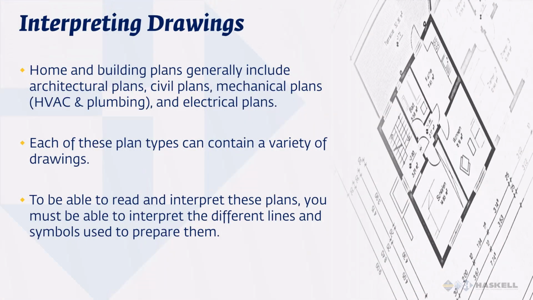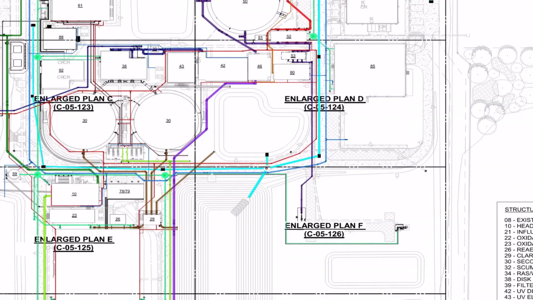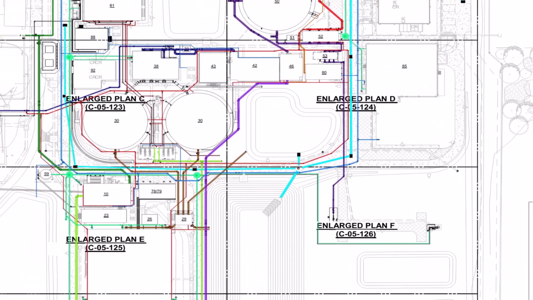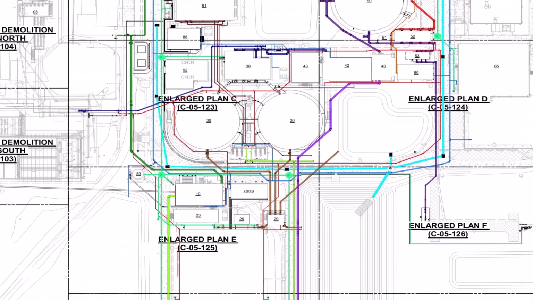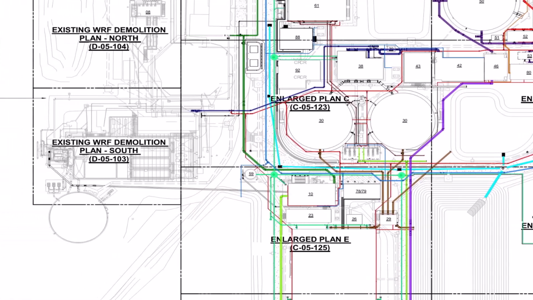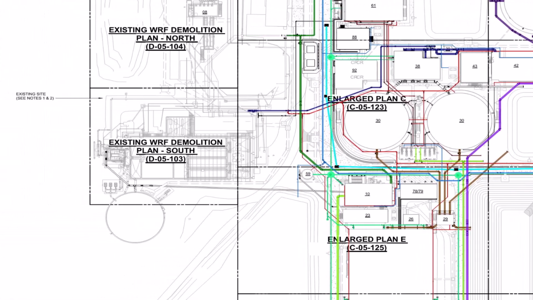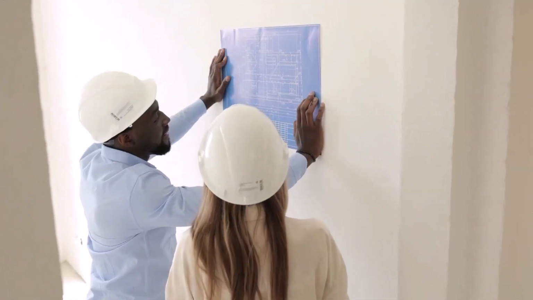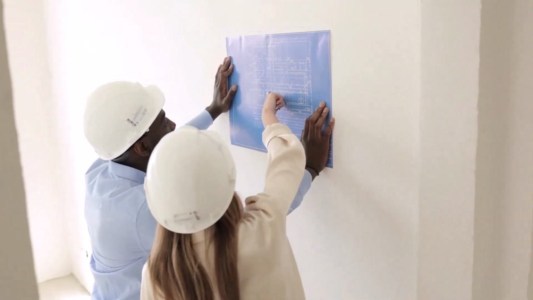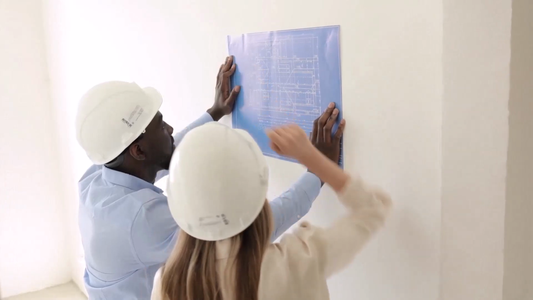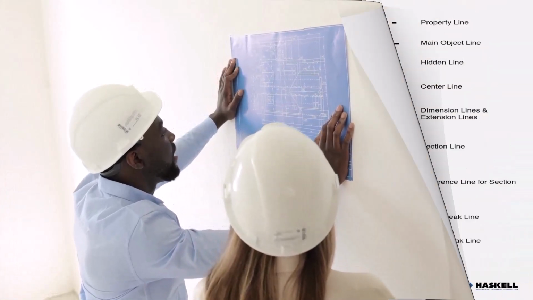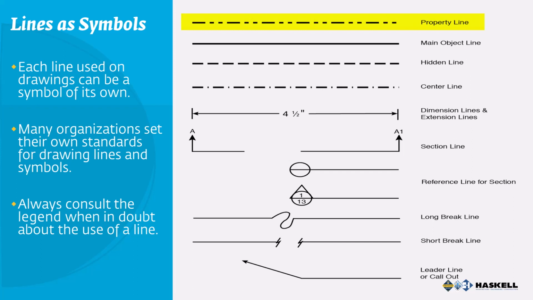Architectural, civil, mechanical, and electrical plans are all included in the documentation package for a commercial building. Each set of plans will include separate plot plans, foundation plans, floor plans, elevation drawings, section drawings, and detailed drawings. It's important to be able to understand the lines and symbols used in each plan in order to accurately interpret the information. Property lines show the boundary of the property where the work is occurring. All work should take place within the property lines.